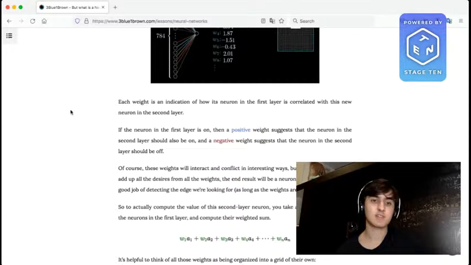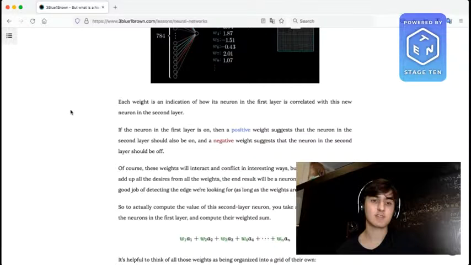Of course, these weights will interact and conflict in interesting ways, but the hope is that if we add up all the desires from all the weights, the end result will be a neuron that does a reasonably good job of detecting the edge we're looking for, as long as the weights are well chosen. So to actually compute the value of this second layer neuron, you take all the activations from the neurons in the first layer and compute their weighted sum.